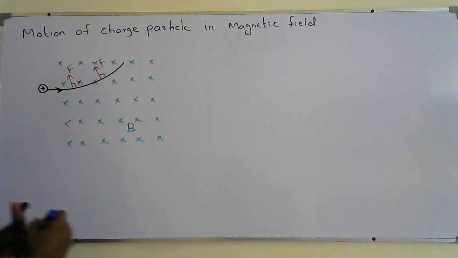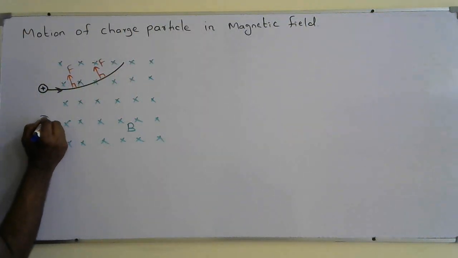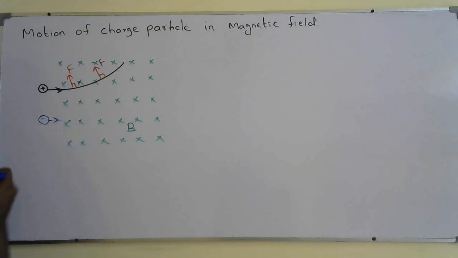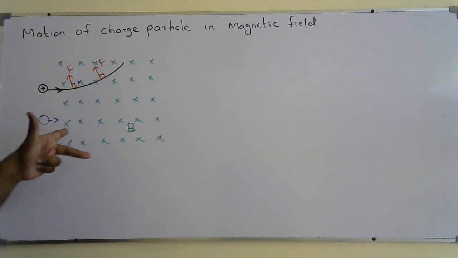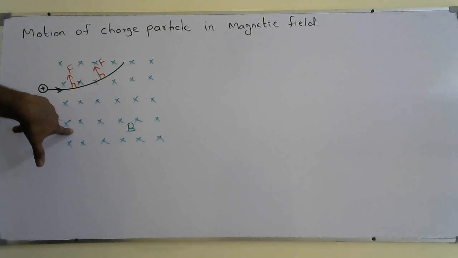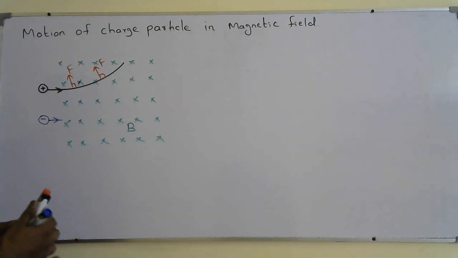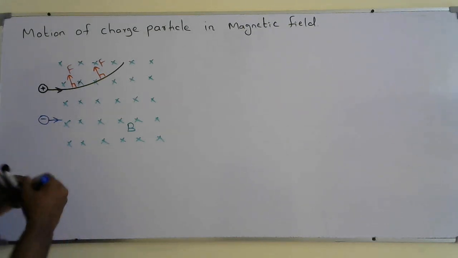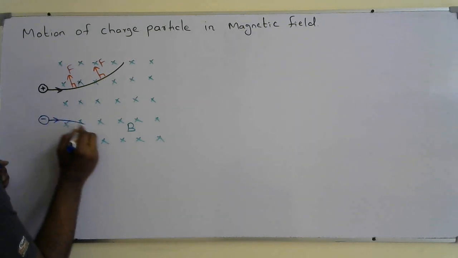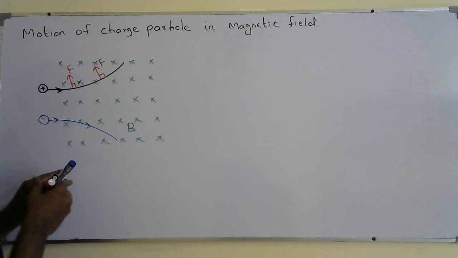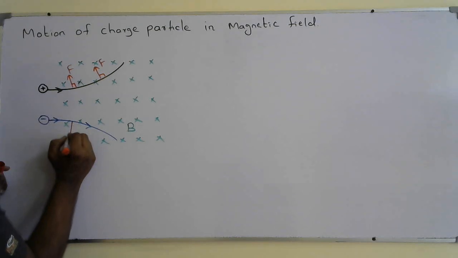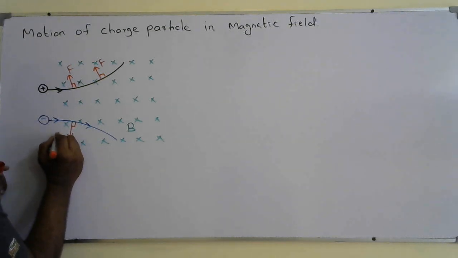In the same way, if a negatively charged particle enters a magnetic field, what will happen? For a negatively charged particle, the direction of current flow will be opposite to the direction of motion. With the magnetic field into the board, the current flows opposite to the direction of motion, that means towards left, so the force will be downwards. Same as here, the force always acts perpendicular to the direction of velocity, so it will move in this direction. Here also, the force will always be at right angles to the direction of velocity.